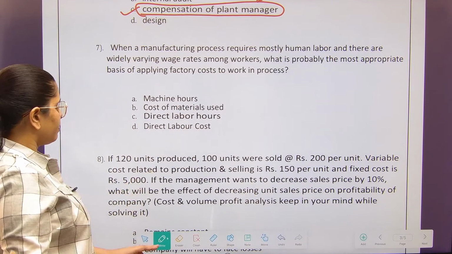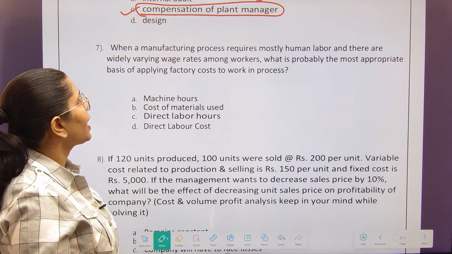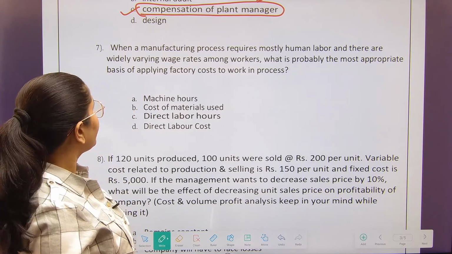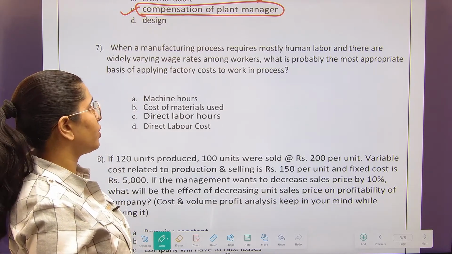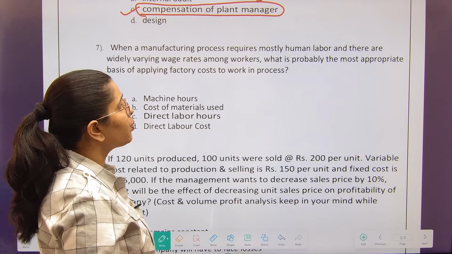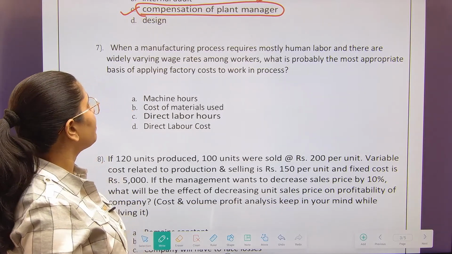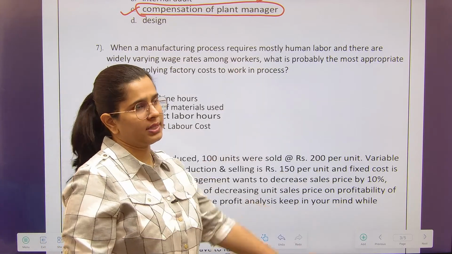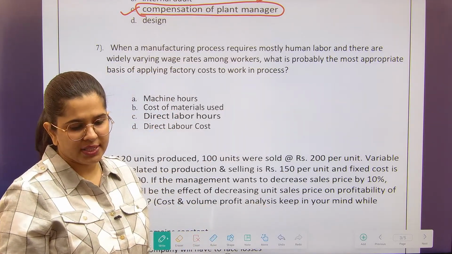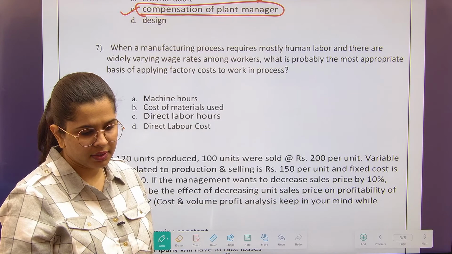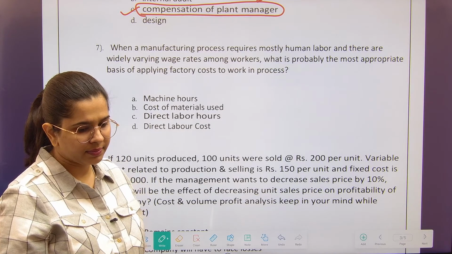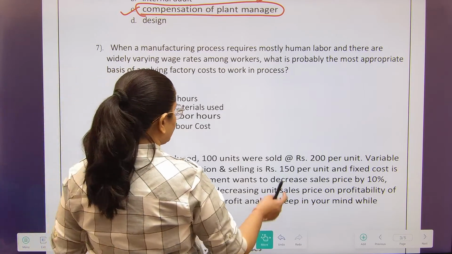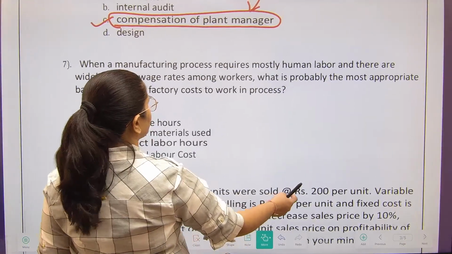Moving on, question number 7. When a manufacturing process requires mostly human labor and there are widely varying wage rates among workers, what is probably the most appropriate basis of applying factory cost to work in progress? Now, this is an interesting one. Tell me the answer of question number 7.